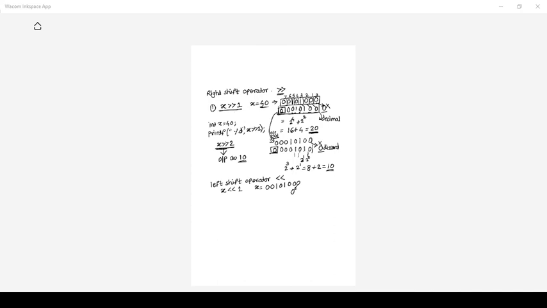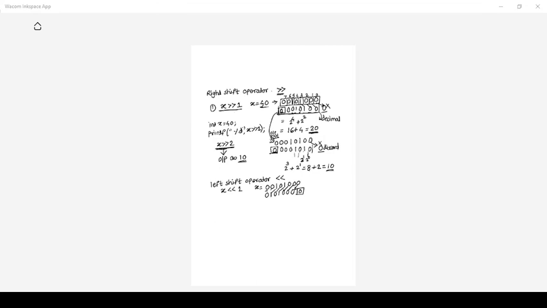Likewise, this 0 is at this place, this 1 is at this place, again 0 is at this place, this 1 is at this place, again this 0 is at this place, and here this 0 is remaining. So we will be assigning that 0 over here. Okay, so this is what we call the left shifting.